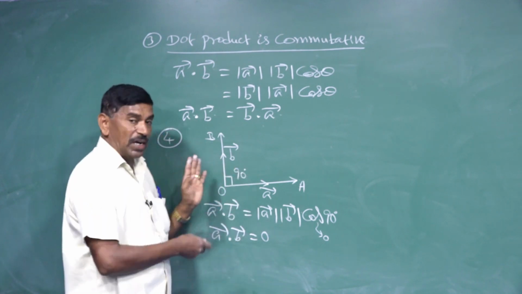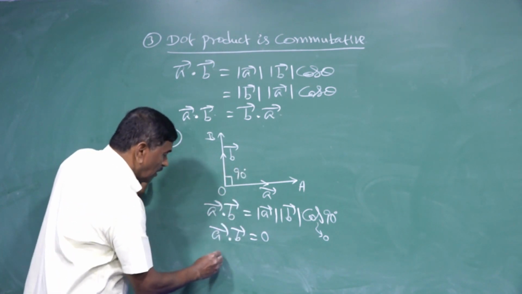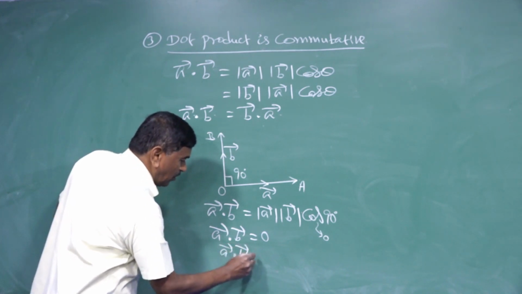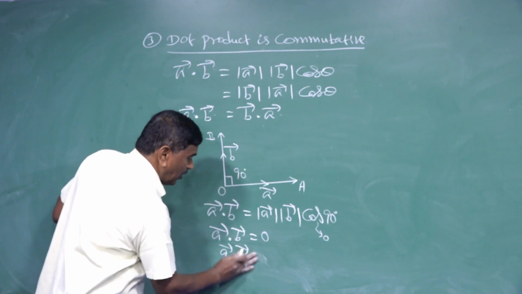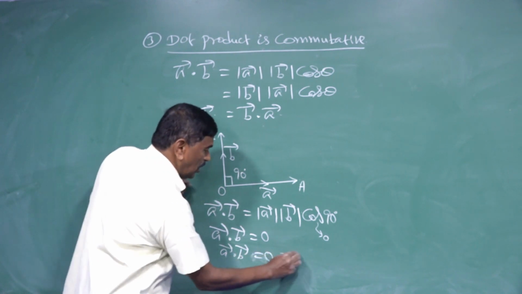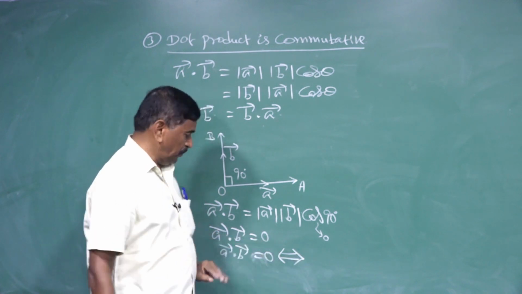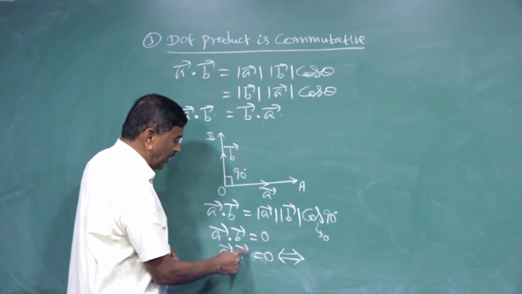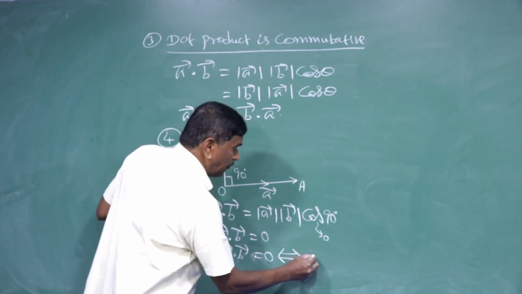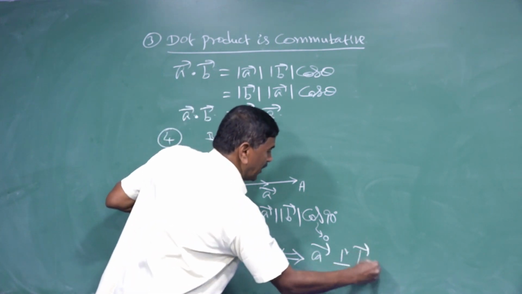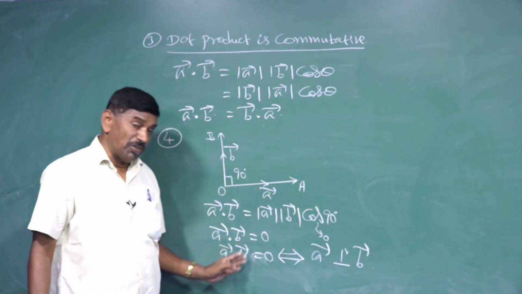So now I want to write the conclusion. Listen, A vector dot B vector is equal to 0 if and only if A vector is perpendicular to B vector. This symbol denotes if and only if. That's all, and its converse is also true.